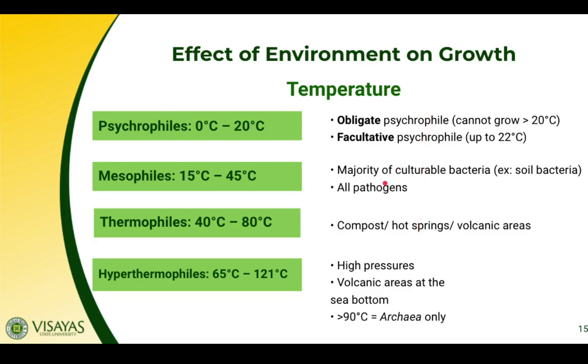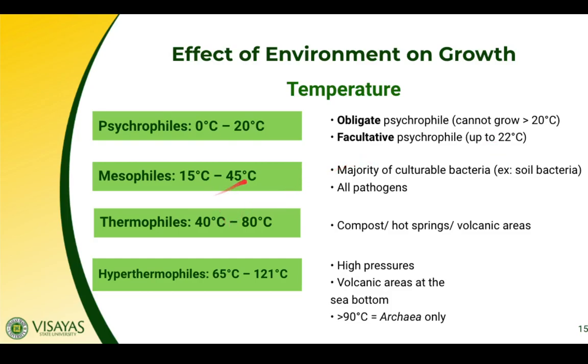Now we could classify four general types of microorganisms based on their temperature requirement. These are the psychrophiles, mesophiles, thermophiles, and hyperthermophiles. Psychrophiles generally tolerate 0 to 20 degrees Celsius. However, they are further subdivided into two: obligate psychrophiles and facultative psychrophiles. Obligate psychrophiles cannot grow above 20 degrees Celsius, while facultative psychrophiles could tolerate up to 22 degrees Celsius.